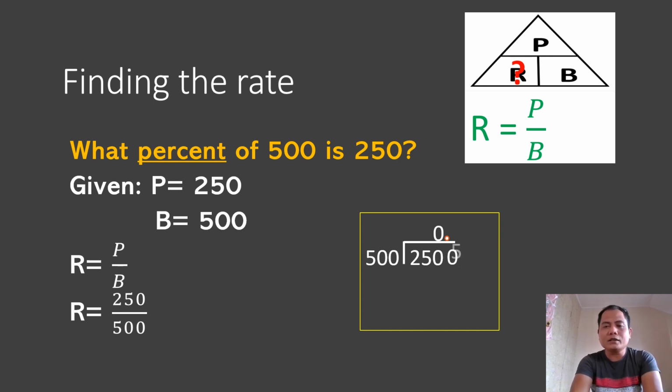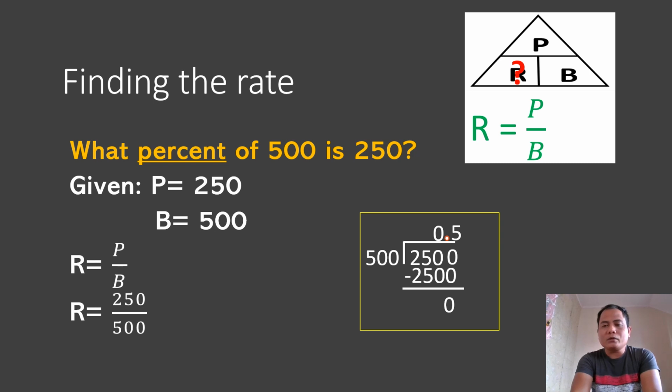We all know that there are 5 500s in 2,500. So the next step is we multiply 5 times 500. It is equivalent to 2,500. 2,500 minus 2,500 is 0. So is that our final answer?